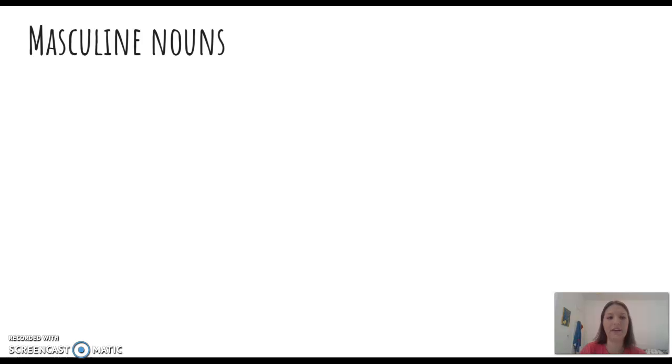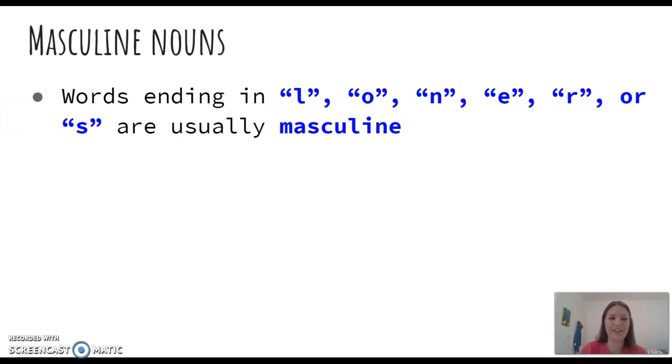All right, and then we got our masculine nouns. So if it does not end in O, but ends in one of these other letters, generally they are masculine. So here is the acronym for that one, okay? We've got words that end in L, O, N, E, R, or S are usually masculine.